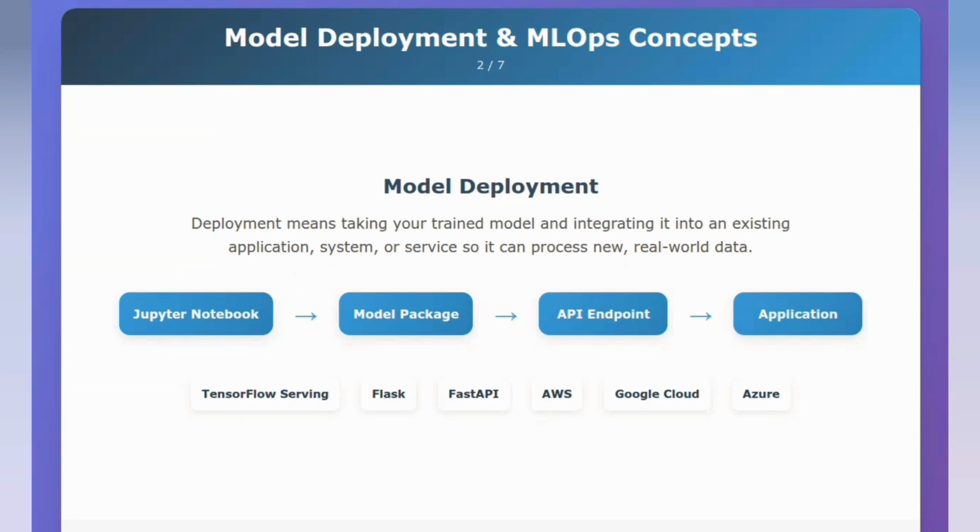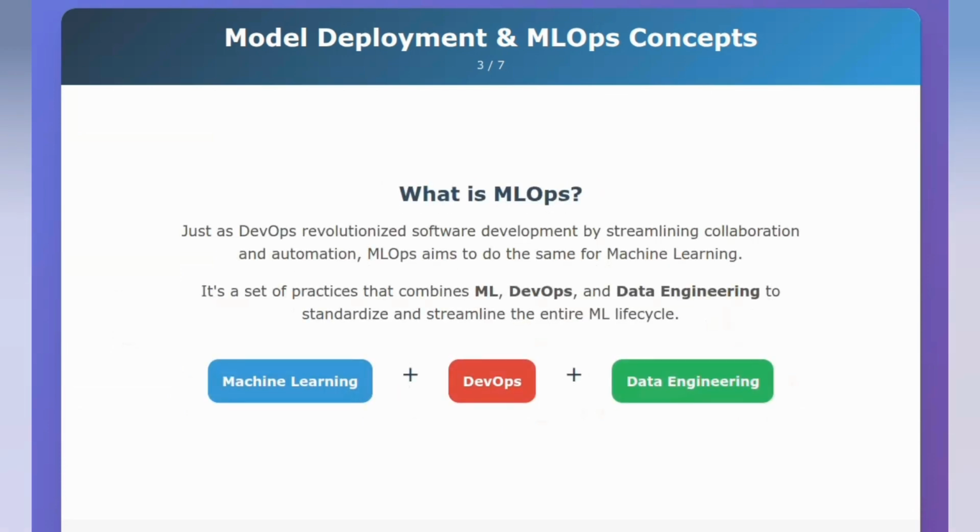Think about the journey. Your data scientist builds the model in a notebook, but how does that model then serve millions of users with real-time predictions? This requires transforming the model into a runnable service, often using frameworks like TensorFlow Serving, Flask, or FastAPI, and hosting it on cloud platforms like AWS, Google Cloud, or Azure. Now let's talk about MLOps.